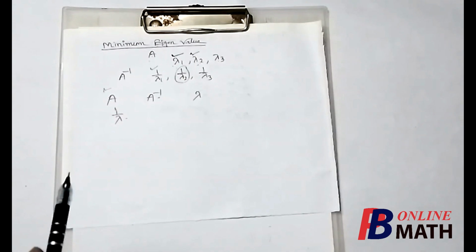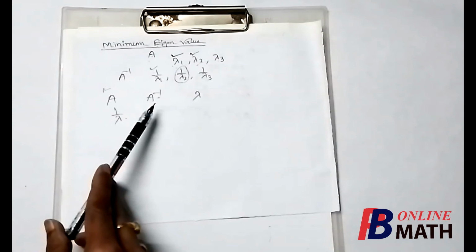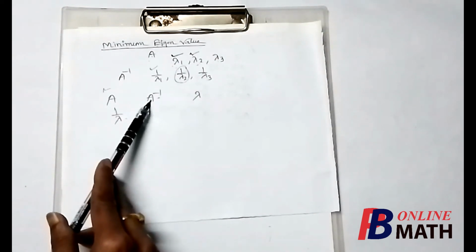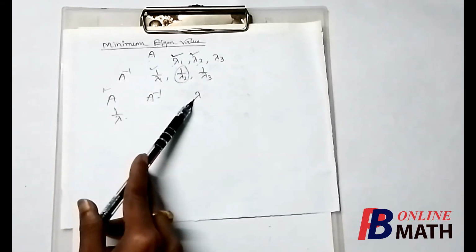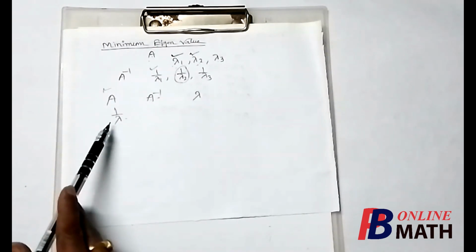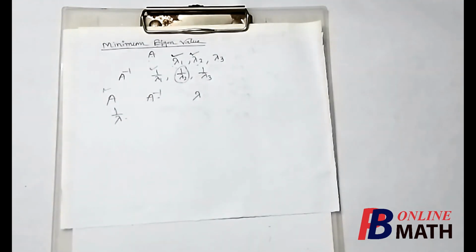So remember, if we want to find the minimum eigenvalue of a matrix, then we first invert the matrix. Once we find the inverse of the matrix, we find the maximum eigenvalue of the inverse matrix. If lambda is the maximum eigenvalue of the inverse matrix, then 1 by lambda will be the corresponding minimum eigenvalue of the matrix A. So that completes this part. In this part, we have learned how to find the maximum and minimum eigenvalue of a matrix by power method.